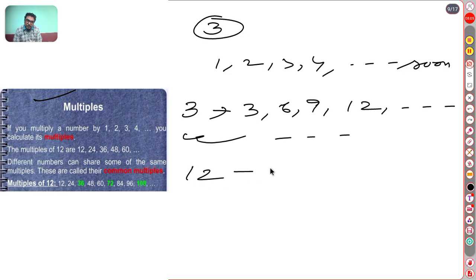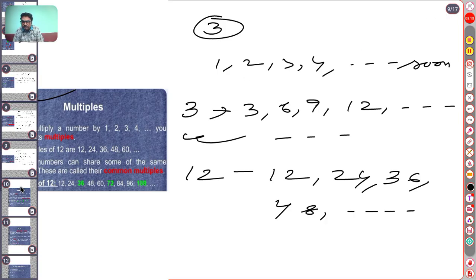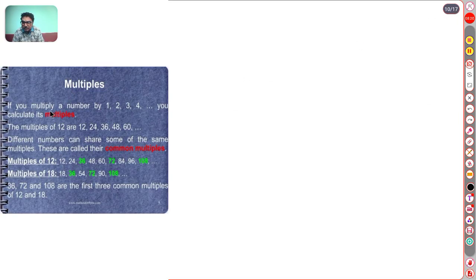In the same way, the multiples of 12 are: 12 multiplied by 2 we get 24, multiplied by 3 we get 36, multiplied by 4 we get 48 and so on. If you multiply a number by 1, 2, 3, 4, you calculate its multiples.